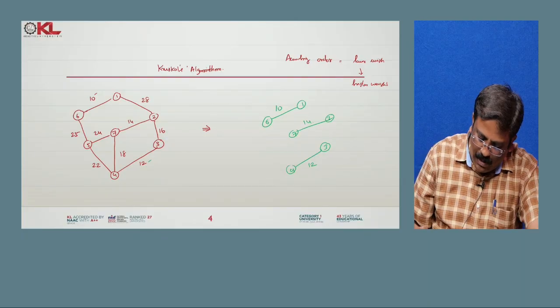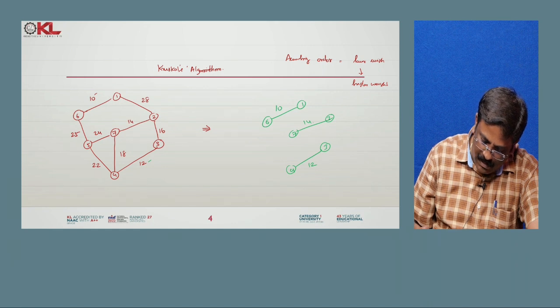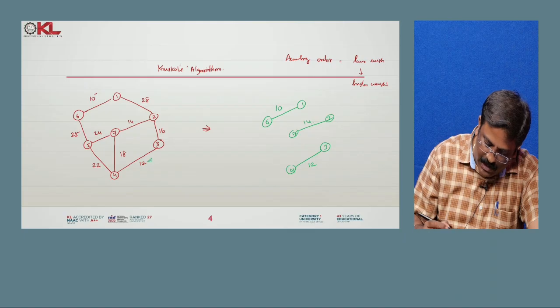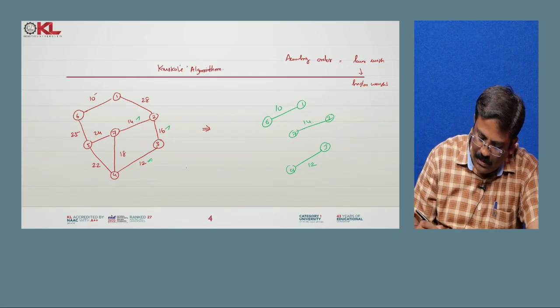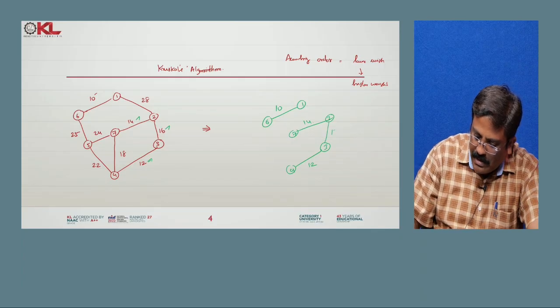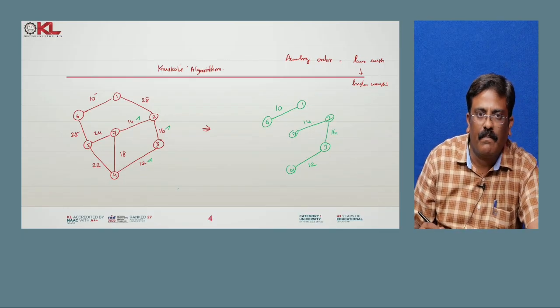Now what is the next least weight we can get formed? That is 16, because 10 is over, 12 is over, 14 is over, next is nothing but 16, that is 2 to 3. So we can say 2 to 3 is 16, we can select that one.